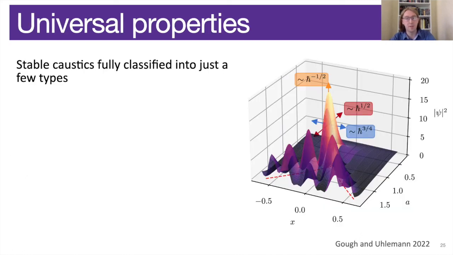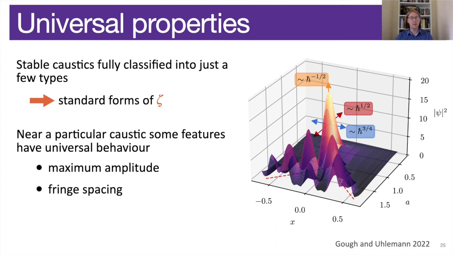Stable caustics have been fully mathematically classified into just a few forms. This essentially means a set of standard functions zeta, which would go into the wave function integral from before. While these standard functions zeta don't correspond to the initial conditions we've been using, the power of this mathematics is in classifying universal features for different caustic types. So we can relate these standard forms to the initial conditions that we were using by a set of coordinate transforms. And in particular, there are certain features that are universal for particular caustic types, like the maximum amplitude and the fringe spacing in different directions, which scale as different powers of h bar for different types of caustics.